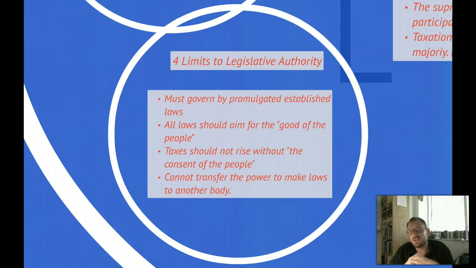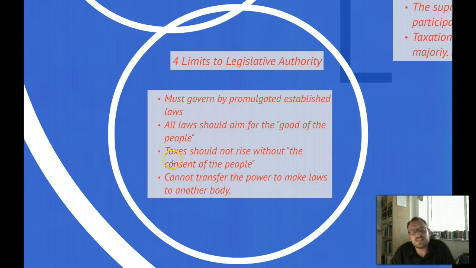The next thing is that all laws should aim for the good of the people, right? And of course, the devil's in the details again, but the laws should naturally do this. Laws that are obviously contrary to the good of the people should not be enacted, and so forth. Taxes should not rise without the consent of the people, right? You can see that this one is particularly apt when we talk about the American political experiment. If you're an American citizen, you've no doubt heard this idea: there should be no taxation without representation. That just comes right from Locke, right? You can see why the founding fathers of the American political system were intimately acquainted with John Locke's philosophy.